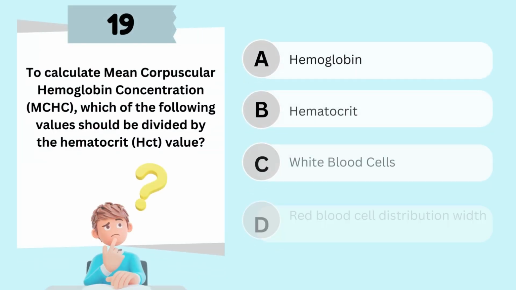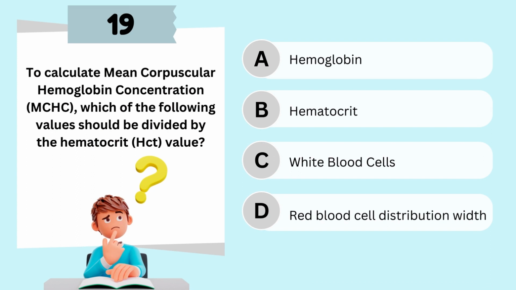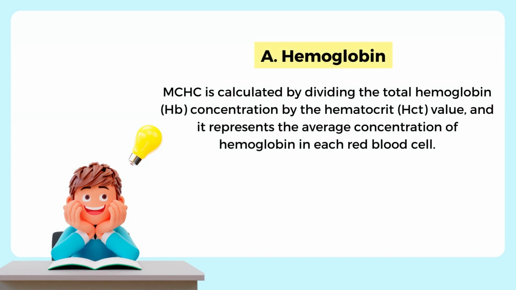To calculate mean corpuscular hemoglobin concentration, which of the following values should be divided by the hematocrit value? The correct answer is A. Hemoglobin.